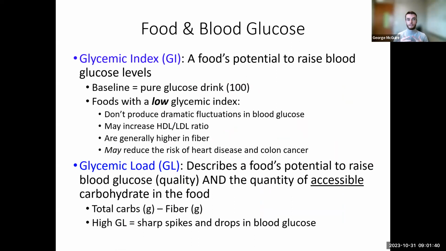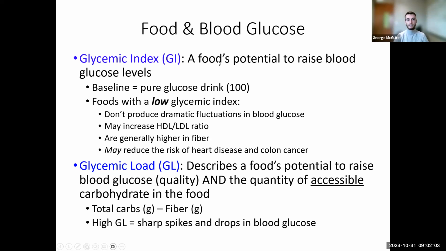Okay. So we do have two different values that we use to essentially describe the quality of glucose or carbohydrate that is going to come from our food. So these are the glycemic index, which is the older measurement, and then glycemic load, which is the newer, more important representation of the amount of carbohydrate in our food.